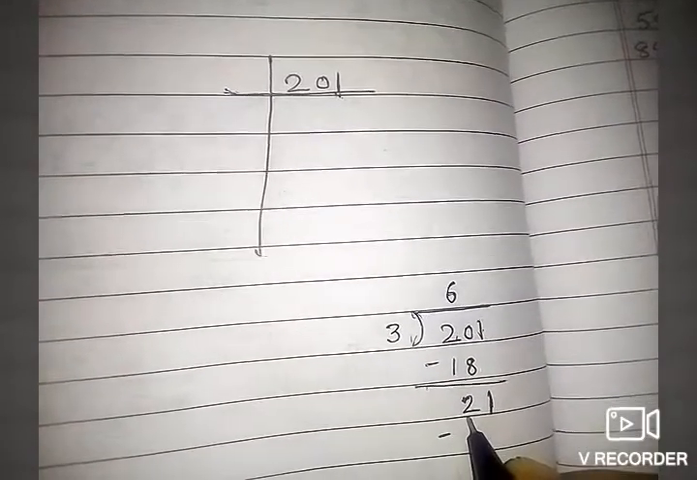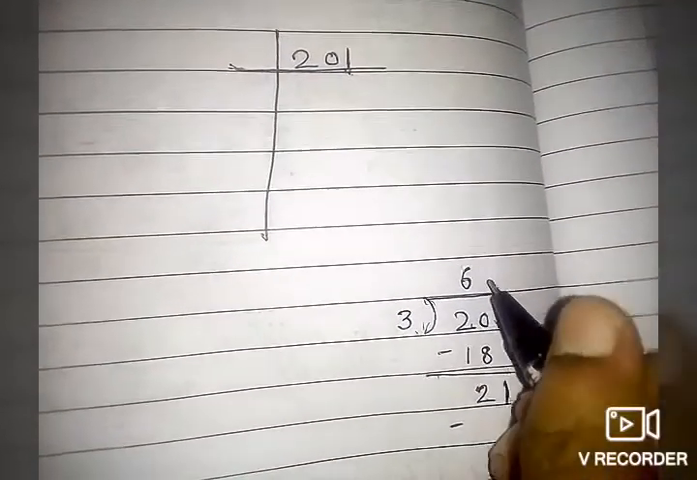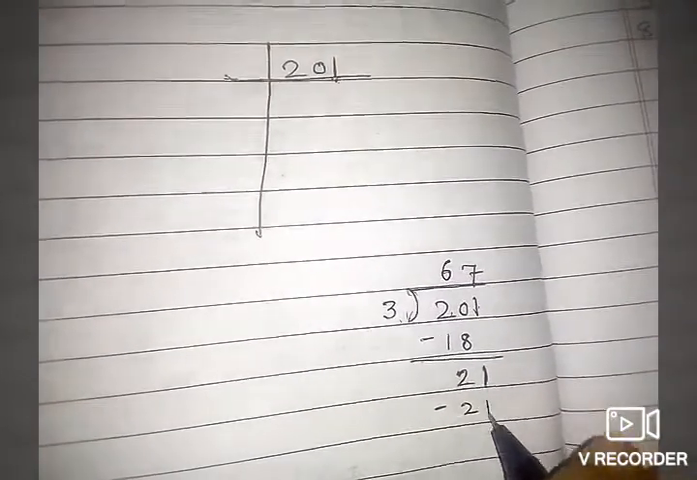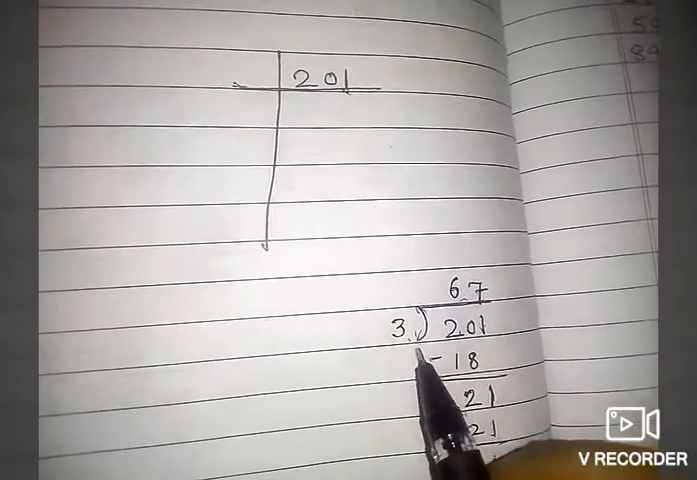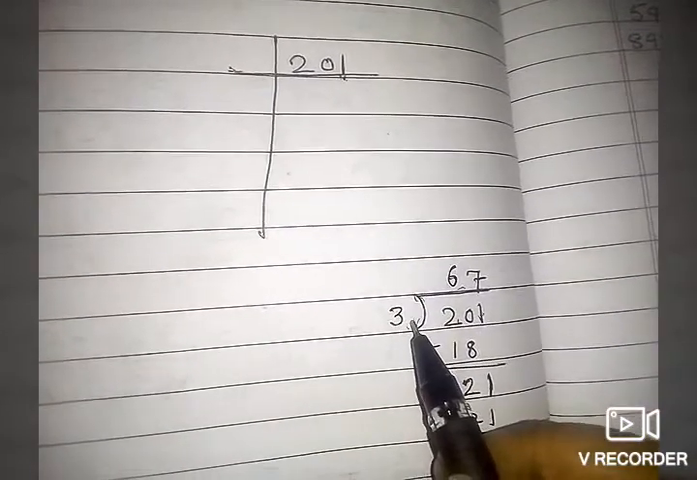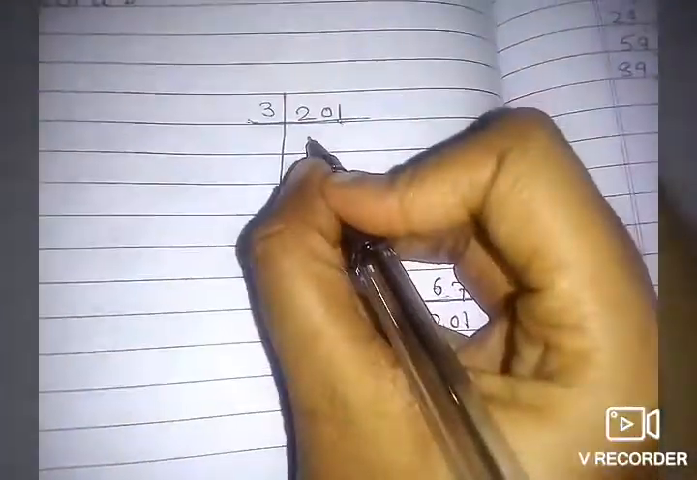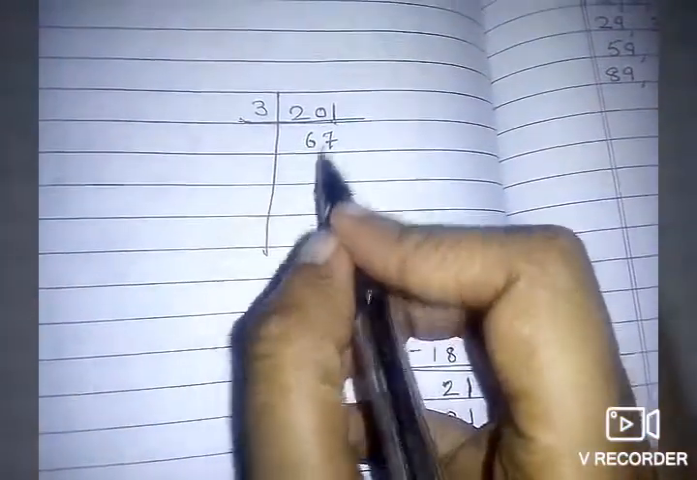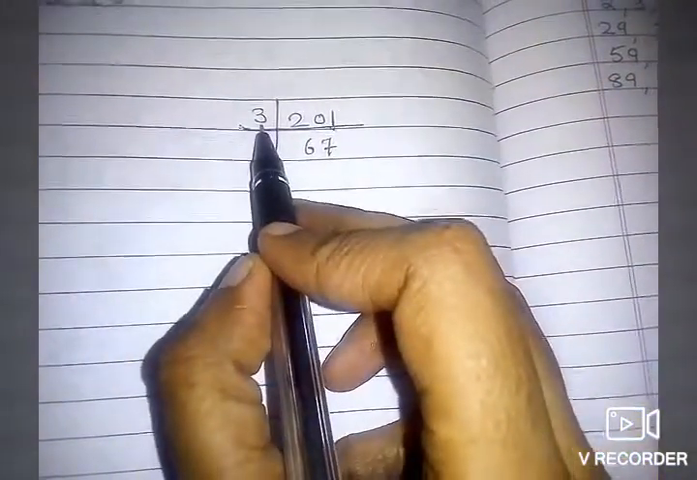Now number 21 goes in the table of 3. 3 7s are 21. So I got quotient 67. So 201 is divisible by 3. So the divisor which is going, 3, right here, and the quotient which you got, 67, you have to write in this place. Always the quotient you have to write here. The divisor, the table which is going, you have to write on this side.